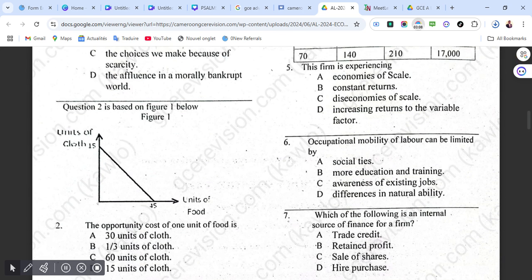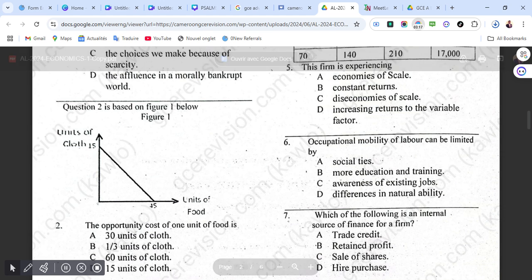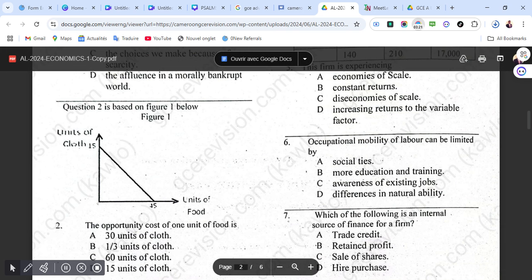6. Occupational mobility of labor can be limited by. So, how can occupational mobility of labor be limited? The correct answer is D. Differences in natural ability.